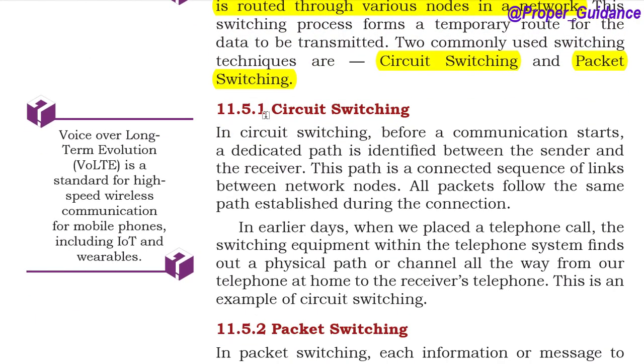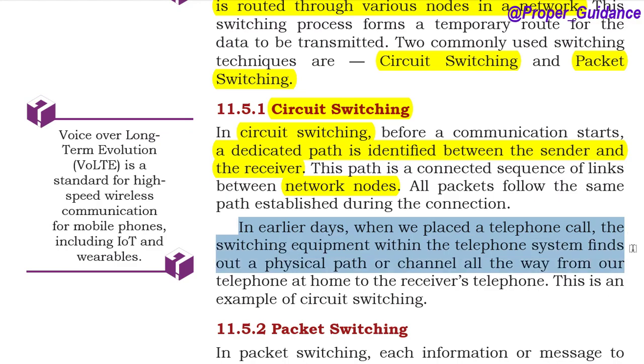Now, circuit switching means, in circuit switching, before communication starts, a dedicated path is identified between the sender and the receiver. This path is a connected sequence of links between network nodes. All packets follow the same path established during the connection. In earlier days, when we placed a telephone call, the switching equipment within the telephone system found a physical path or channel all the way from our telephone at home to the receiver's telephone. This is an example of circuit switching.